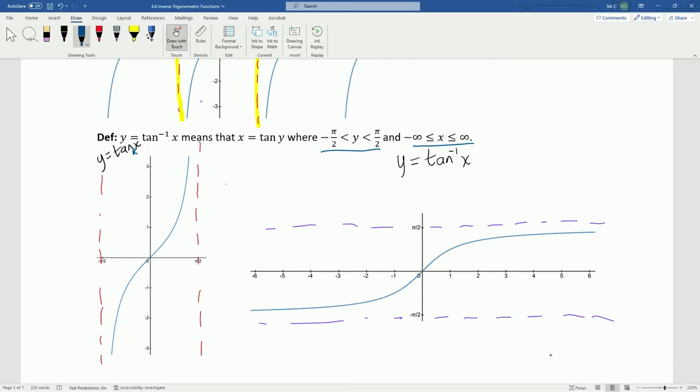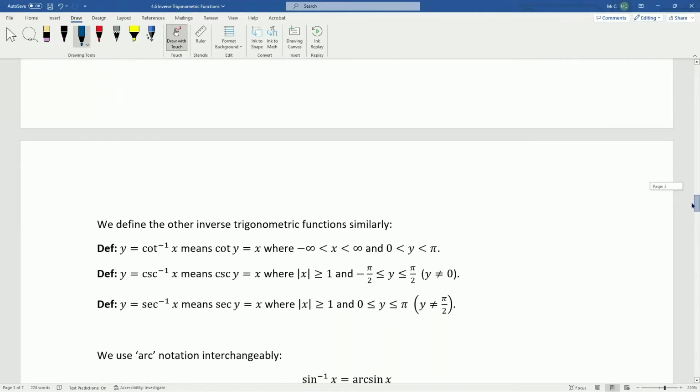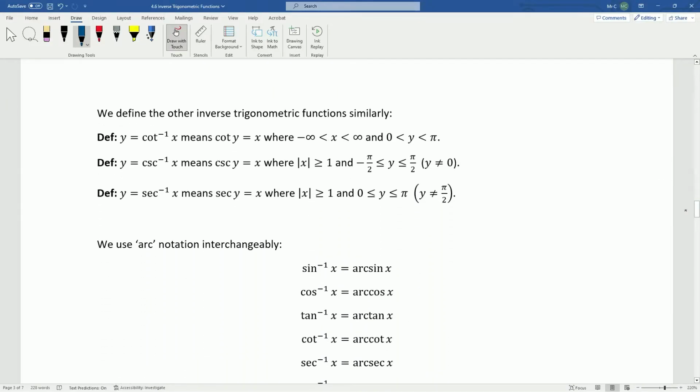All right, so we're not going to go through and draw the pictures of all of these, but I do encourage you to try that on your own. Draw your graph for cotangent of x, draw your graph for cosecant and secant of x, and see where these restrictions are, and make sure that you understand why those restrictions make sense. So cotangent inverse of x means that cotangent of y equals x, where x is between negative infinity and infinity, and y is between 0 and pi. So the angle restriction for cotangent is 0 and pi.